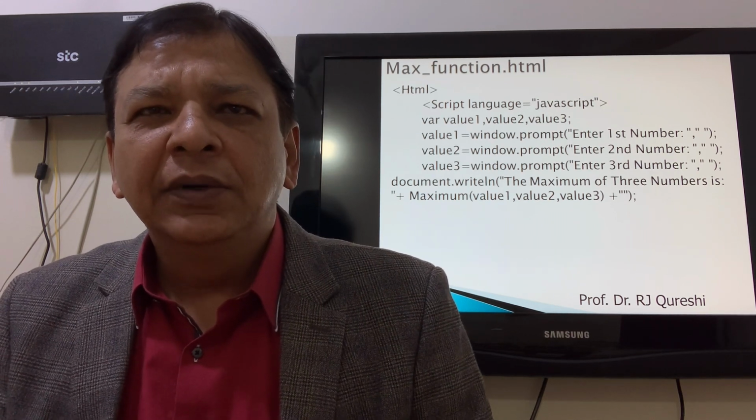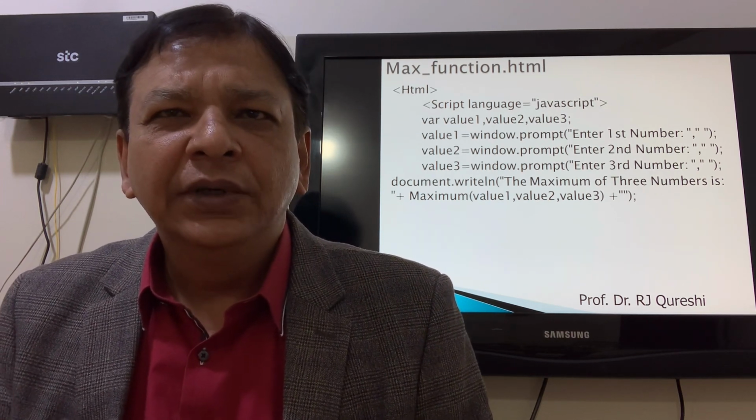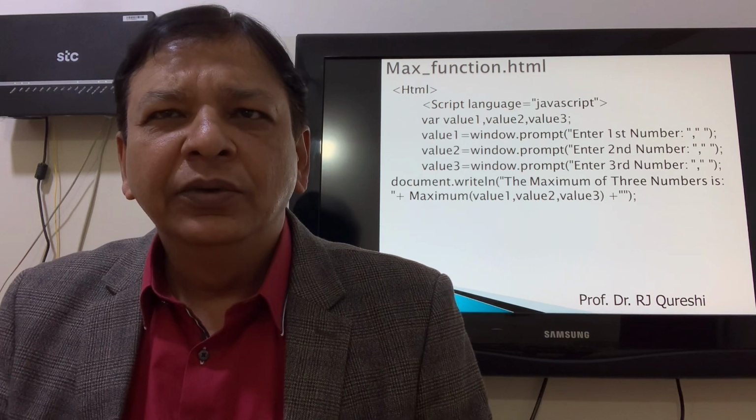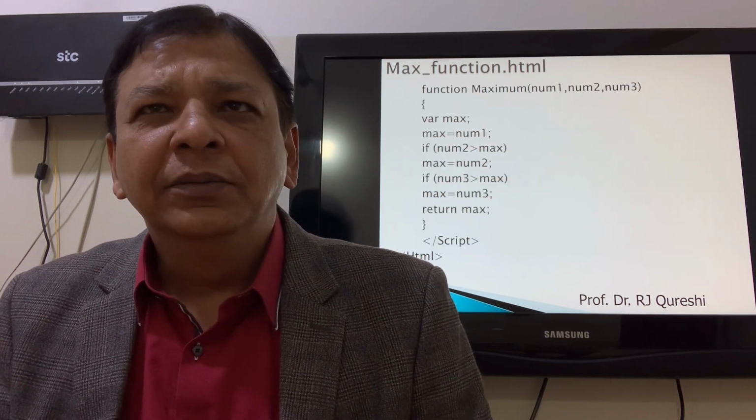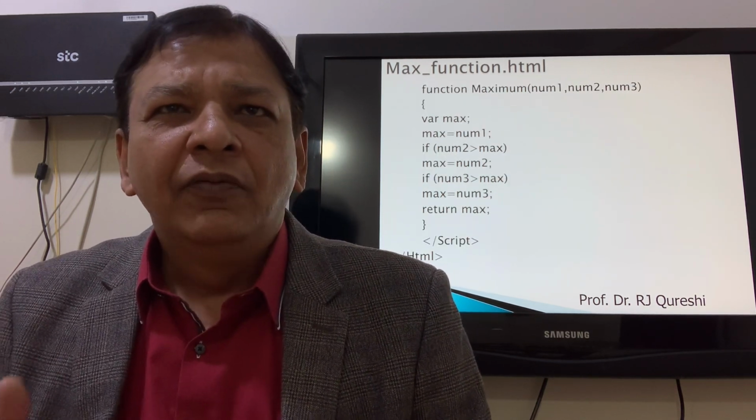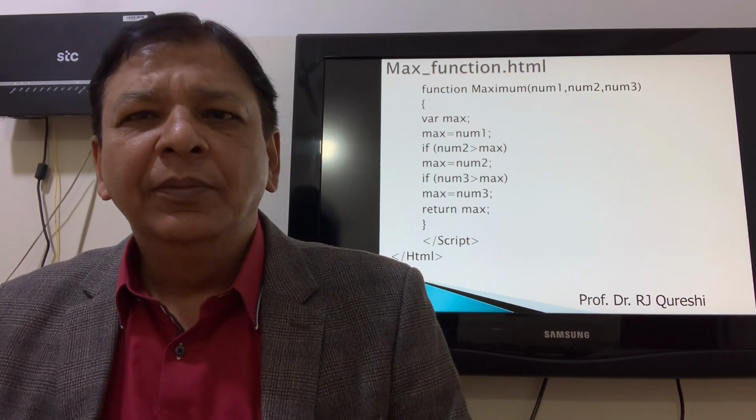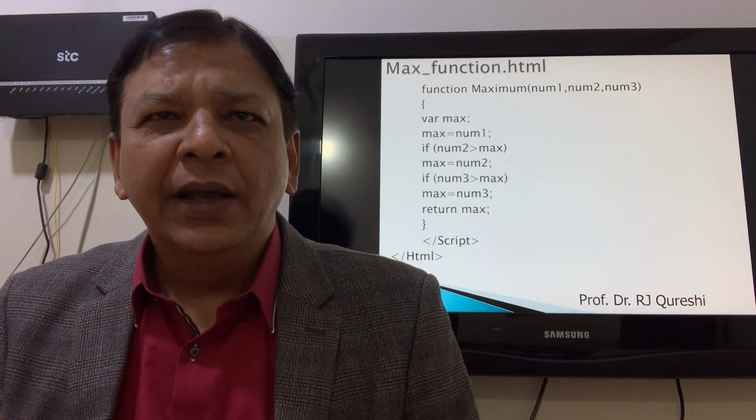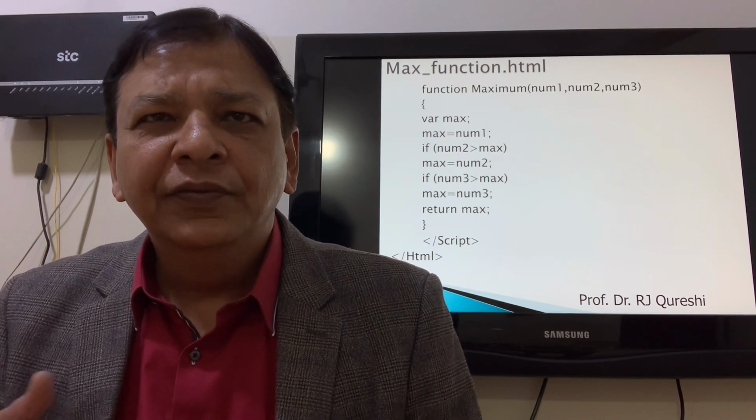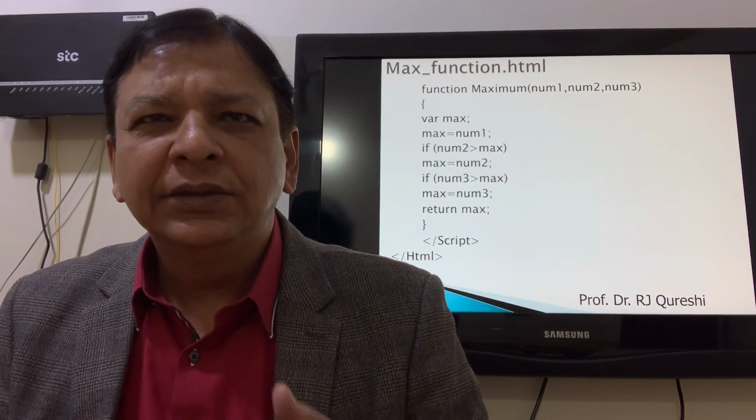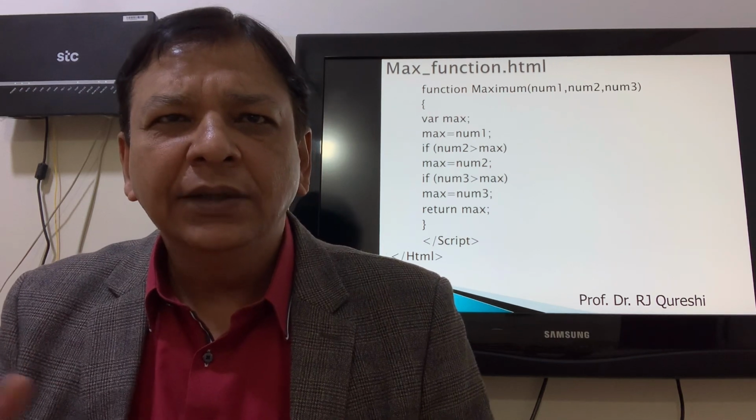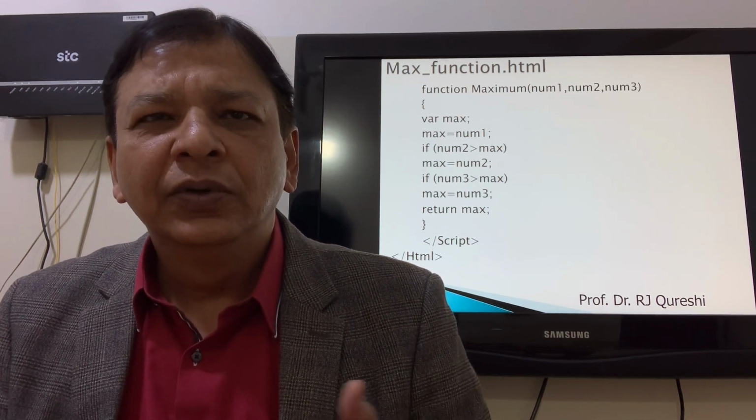document.writeln, the maximum of three numbers is the maximum function, value1, value2, value3. Function maximum, num1, num2, num3. Variable max, max is equal to num1. If num2 is greater than max, max is equal to num2. If num3 is greater than max, max is equal to num3. Return max. We close the script, we close the HTML.